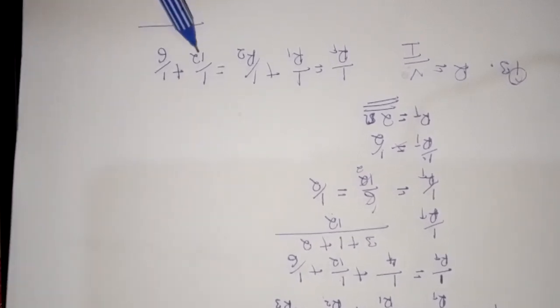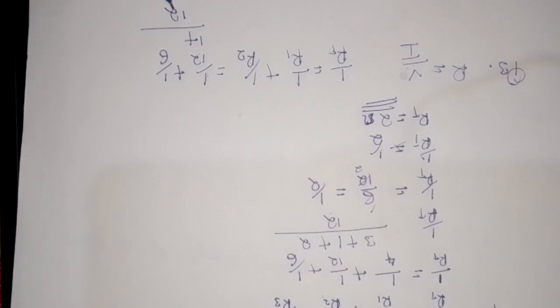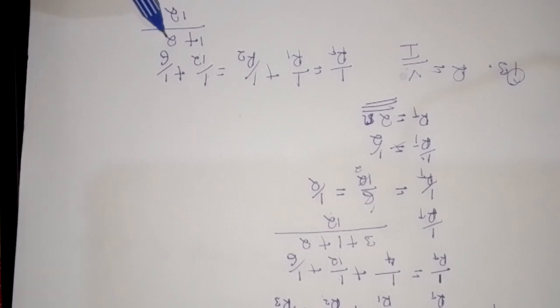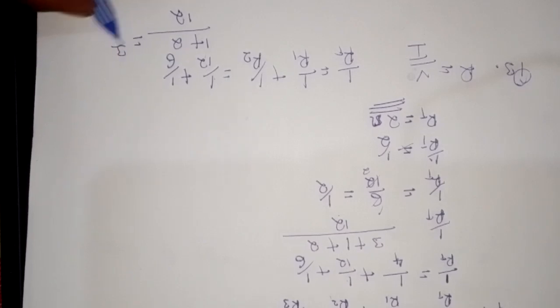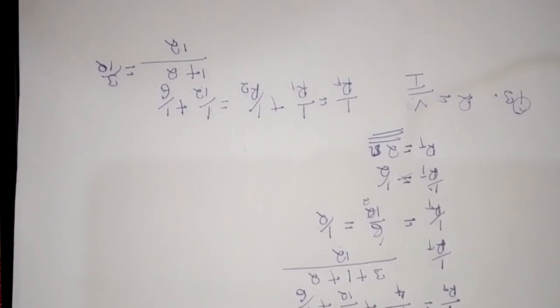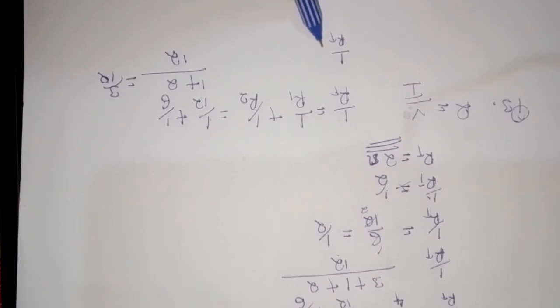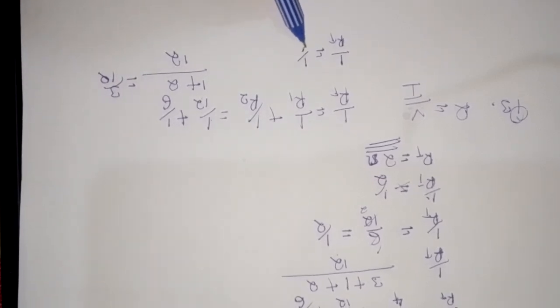12 into 12, 1. 1 times 1 is 1 plus 6 into 12, it's 2. 2 times 1 is 2. So here we have 3 over 12. Now we can say 1 over total resistance is equal to, when this comes to the lowest term, 1 over 4.